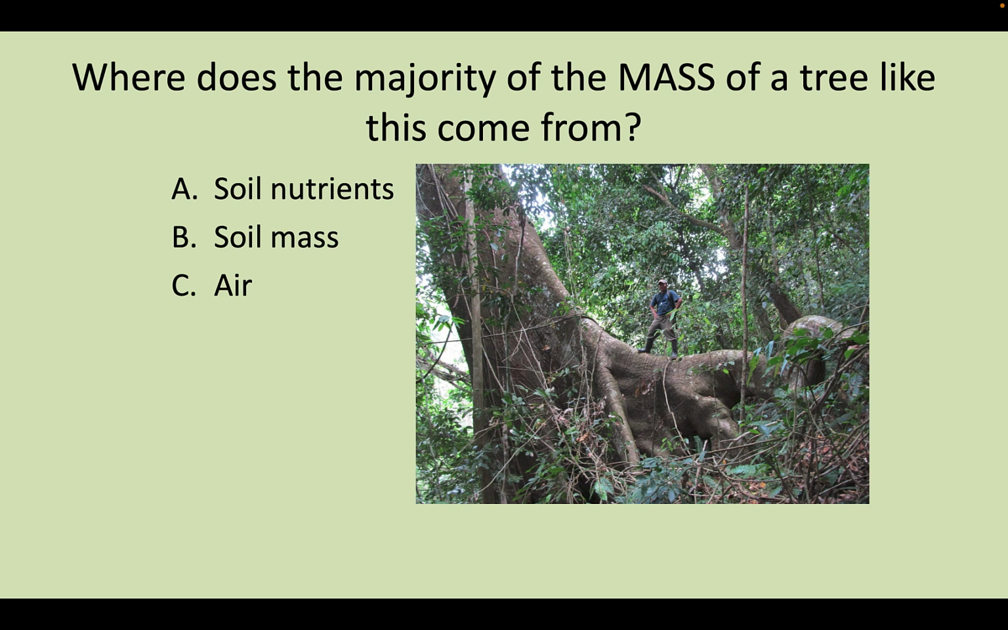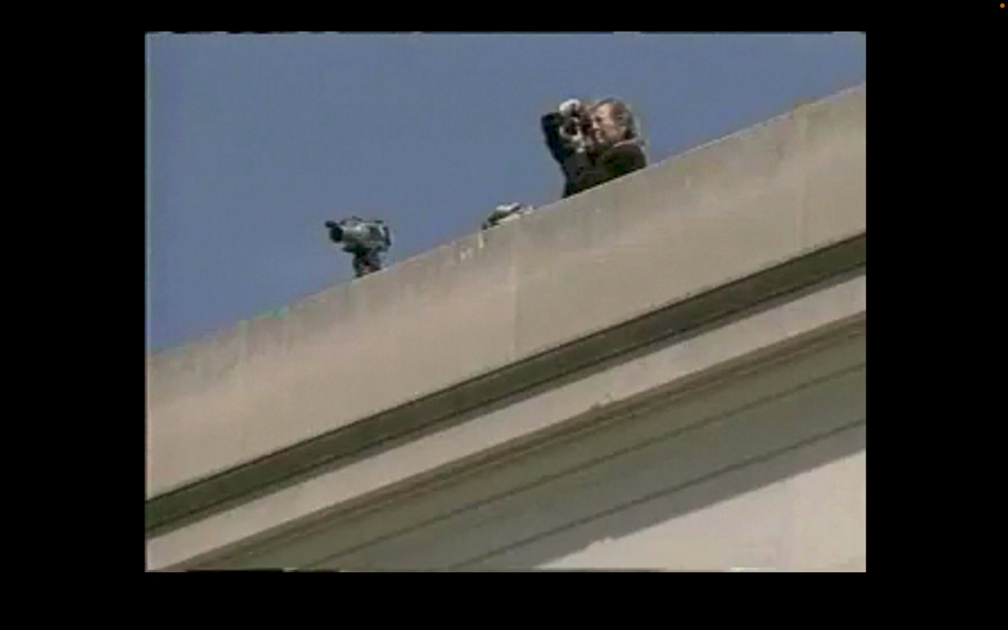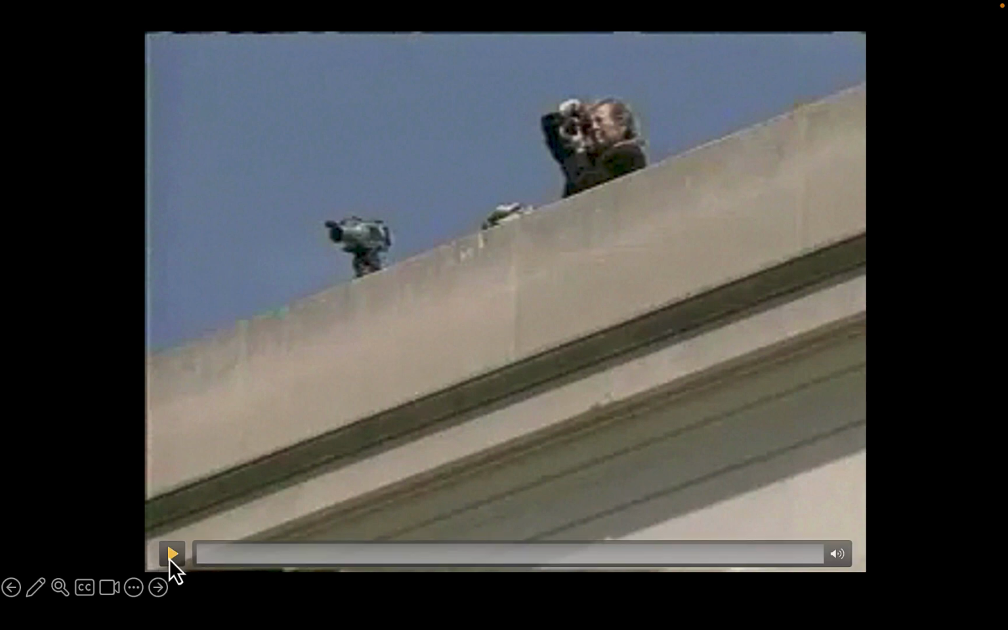So they posed this question to some students and given three options: soil nutrients, soil mass, or air. And what students tended to choose was a little bit surprising and didn't really fit with proper understanding of the way that energy is captured in ecosystems and biomass is built. So let's watch a little video here. This is recorded on graduation day at Harvard and MIT, where they asked graduates of supposedly some of the best institutions in the country where that biomass comes from.